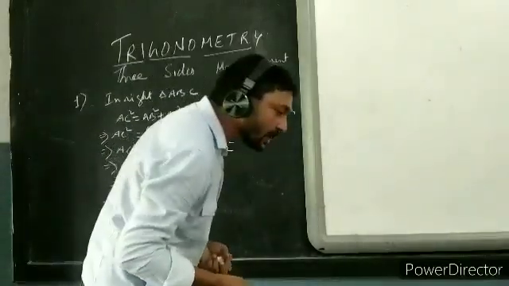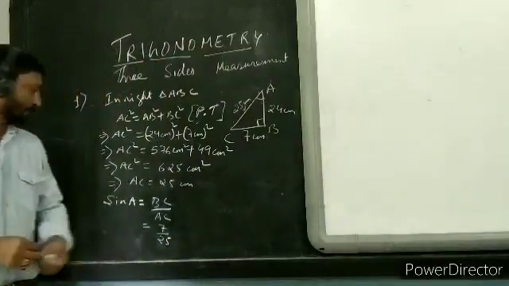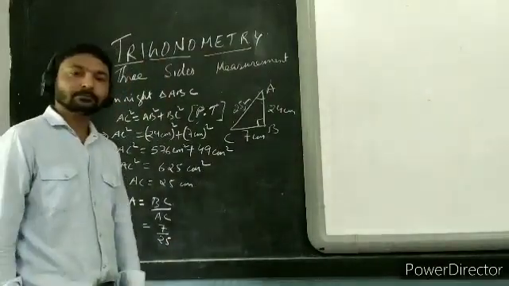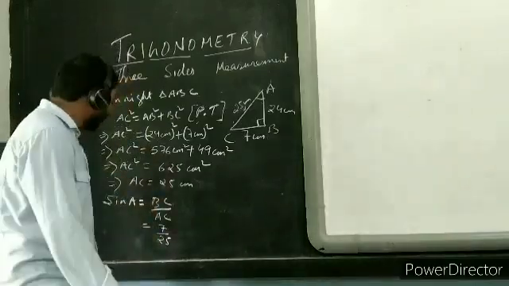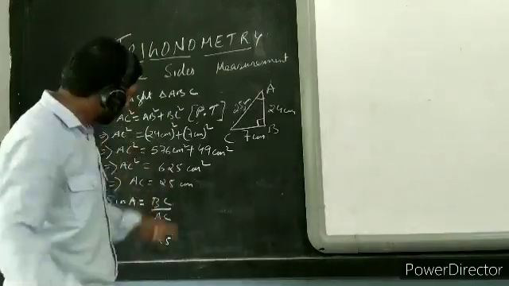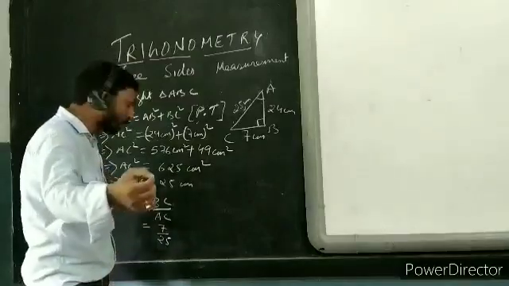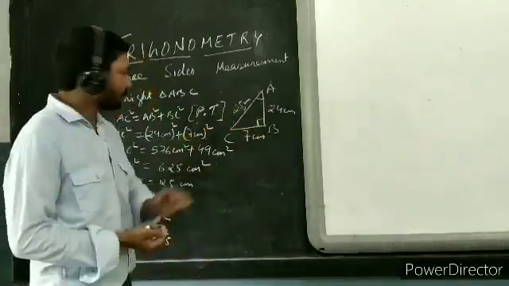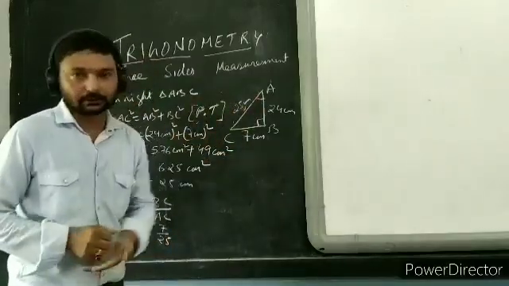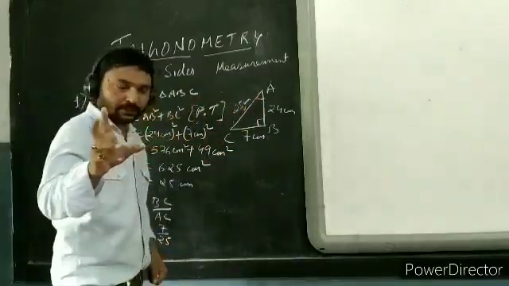Now I am leaving for you: what is cos A? Find it. Okay, very good. You got the answer. Those who have not got the answer, try to find out the answer. It's very easy, okay? Cos A means what? Base by hypotenuse, that is AB by AC, and this is the answer. Just you have to put the value.